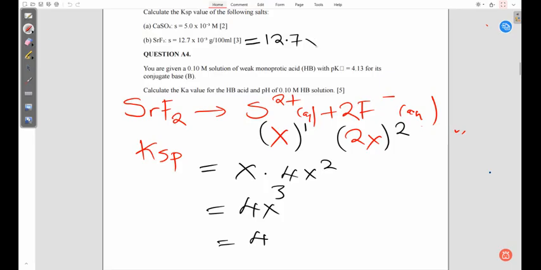12.7 times 10 to the power negative 3, that is in grams, and then we are dividing by 100 milliliters. Okay, so I want to convert that to molar concentration. What do we do? First of all, we need to convert the volume, which is in milliliters, to liters, right? So 1,000 milliliters is equivalent to a liter. So that in itself would have helped us convert to liters already on the bottom.